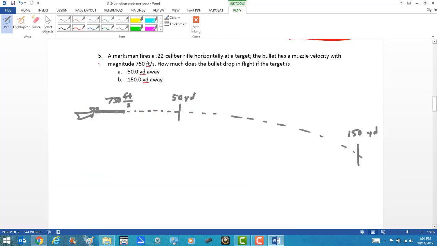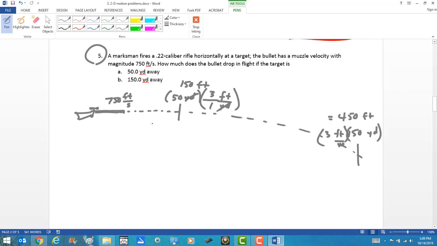This is a very typical projectile motion sort of problem. The first thing you need to do is convert 50 yards and 150 yards into feet, because the problem is dealing in feet per second. So how many feet are in a yard? We want the feet on top, the yards on the bottom, so that the yards will cancel out and we're left with feet in the numerator. So that's 150 feet. This one, the same thing. We want to put the feet on top, yards on bottom. So this is 450 feet out here.